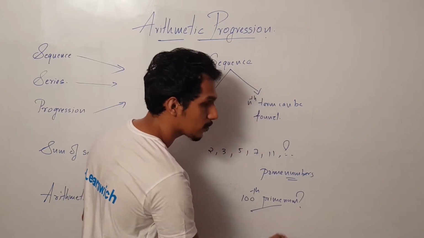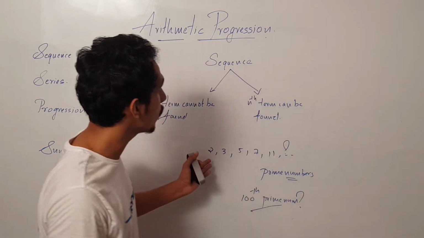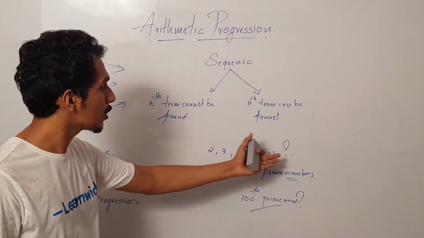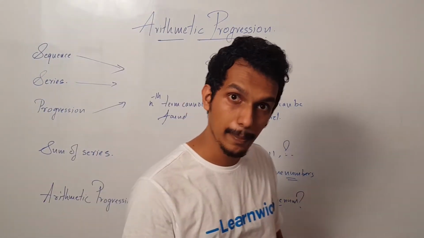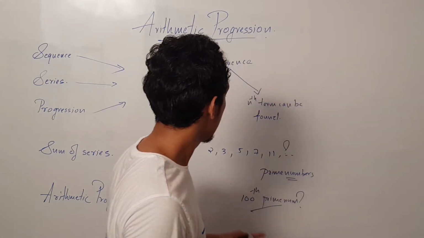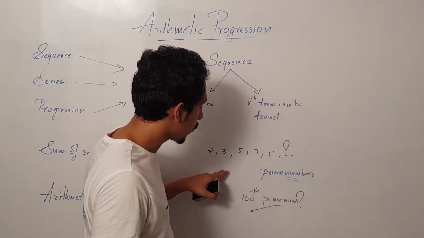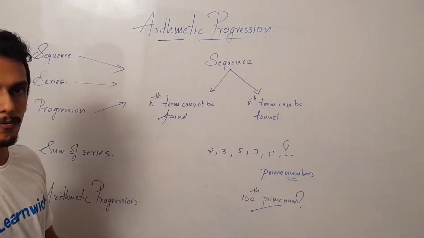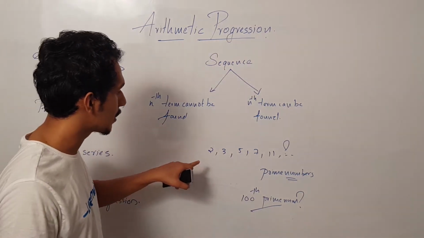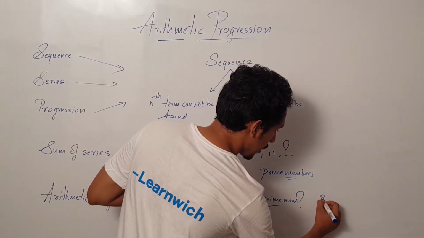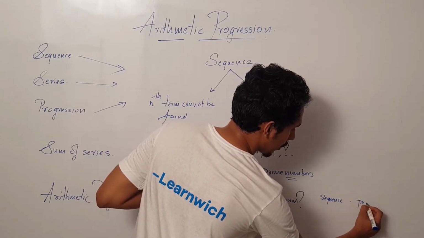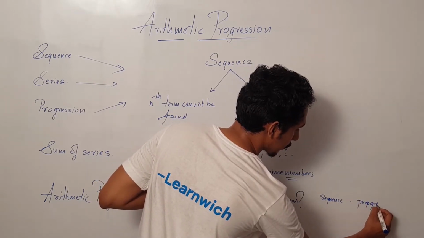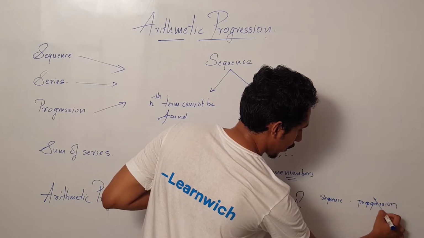You will not be able to say that very easily because you are not able to form a mathematical relationship between these numbers. But still, it is a sequence because it's following a pattern. Since it's following a pattern, it is a sequence. But you are not able to find the 100th term of this set of prime numbers. So this becomes just a sequence and not a progression.